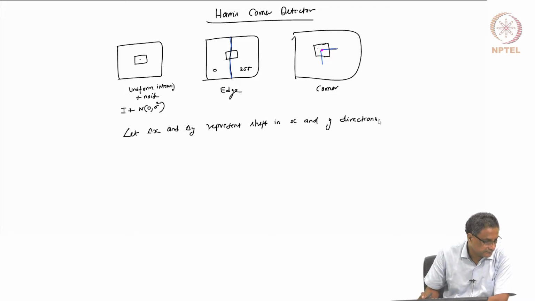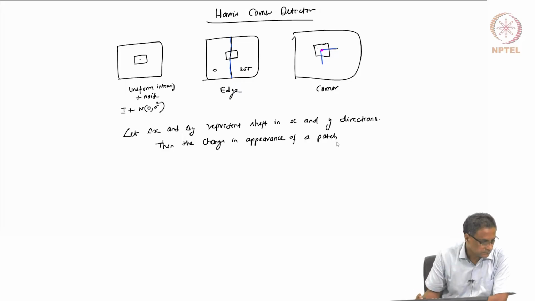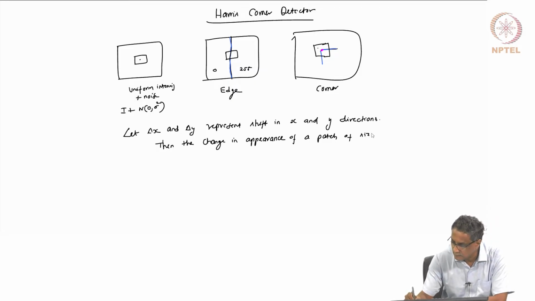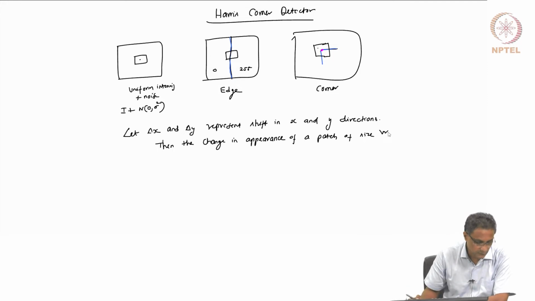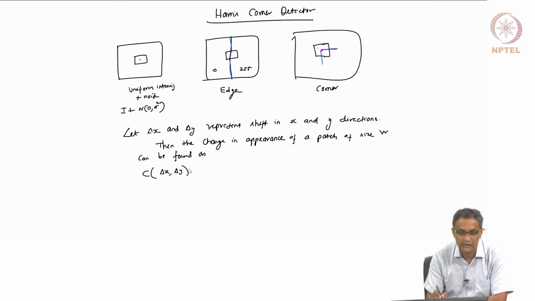Then the change in appearance of a patch of size w can be found as, let us call this C of delta x, delta y, which is the change. C represents the change in the appearance.